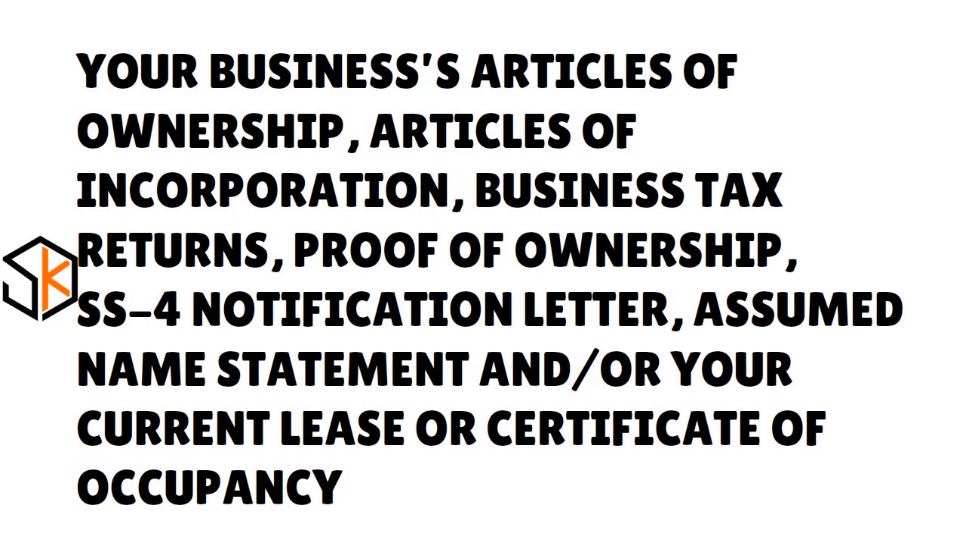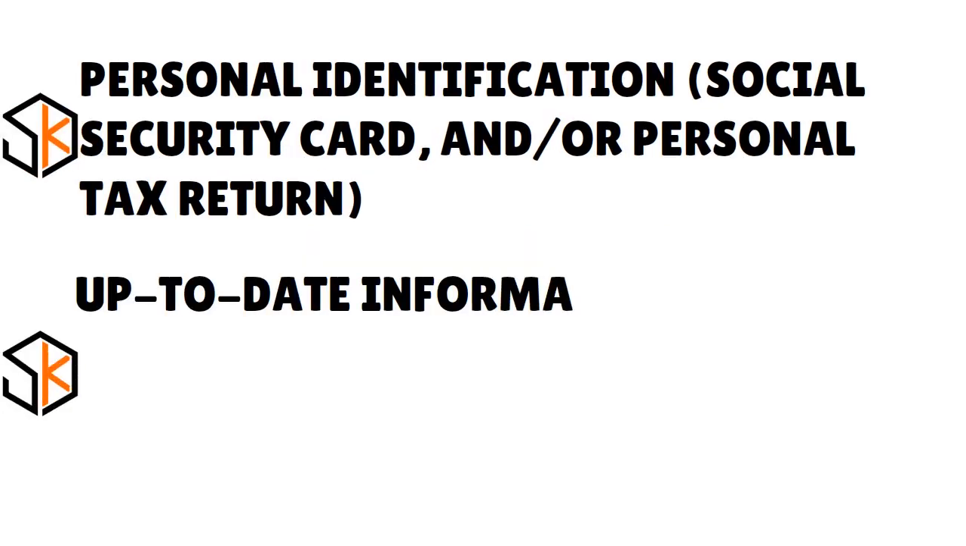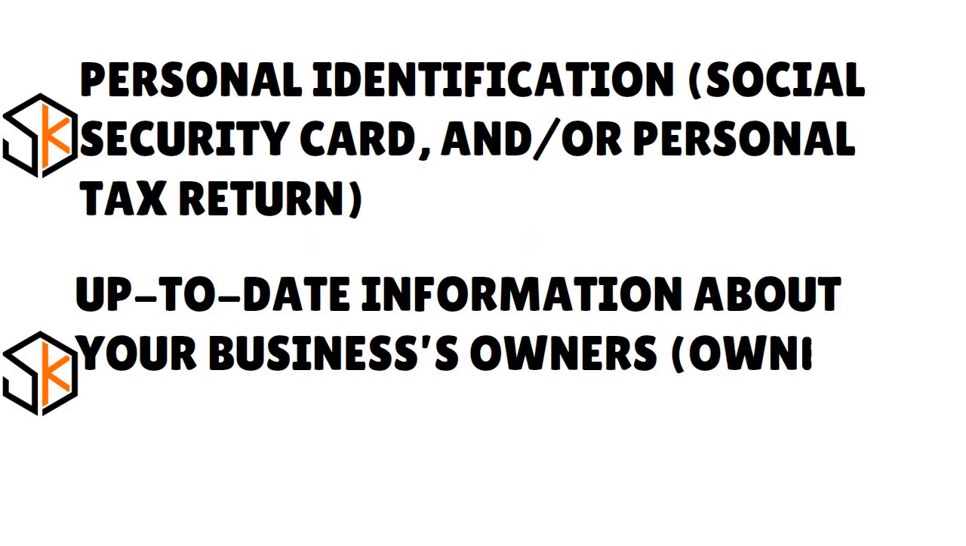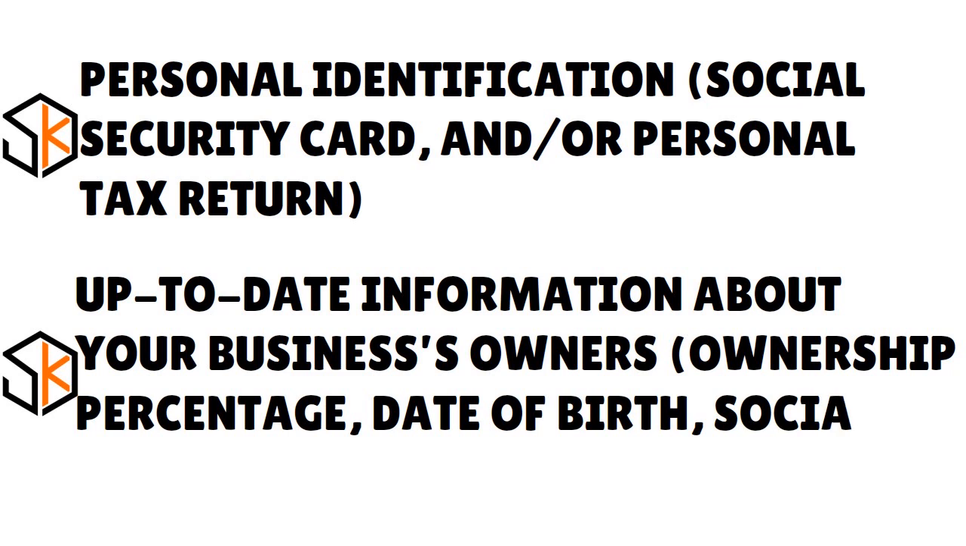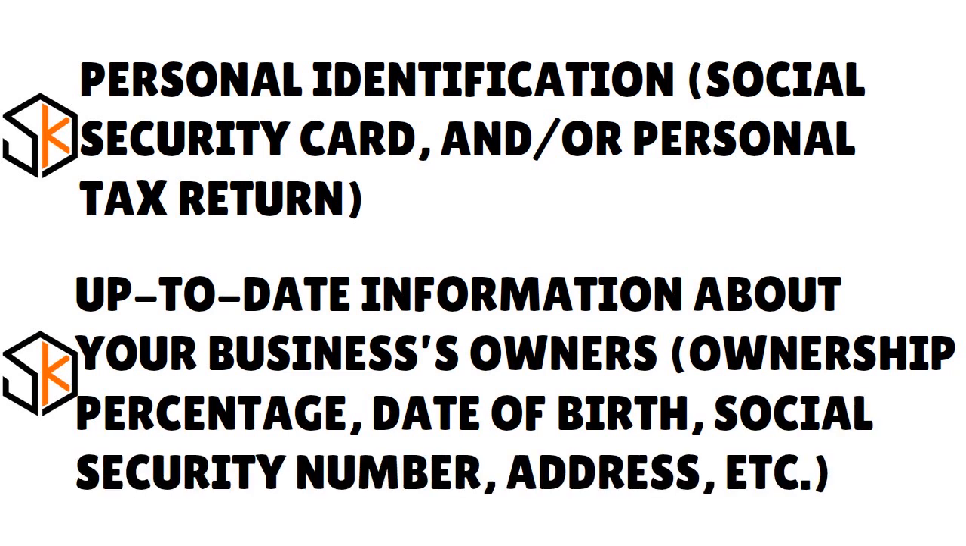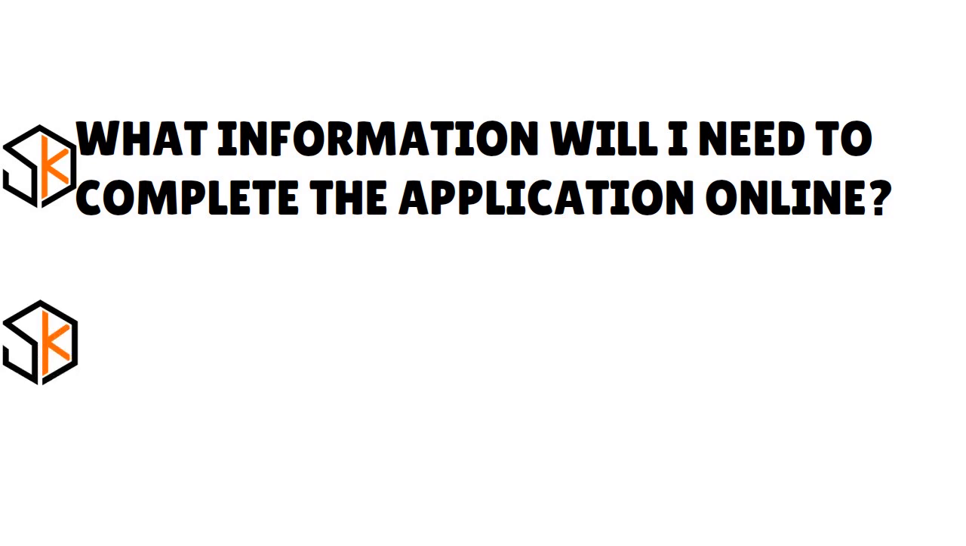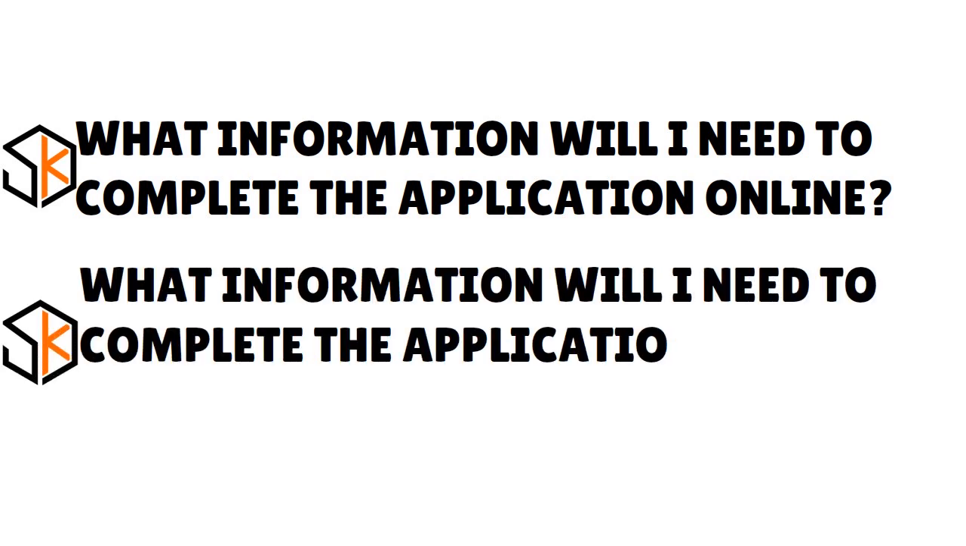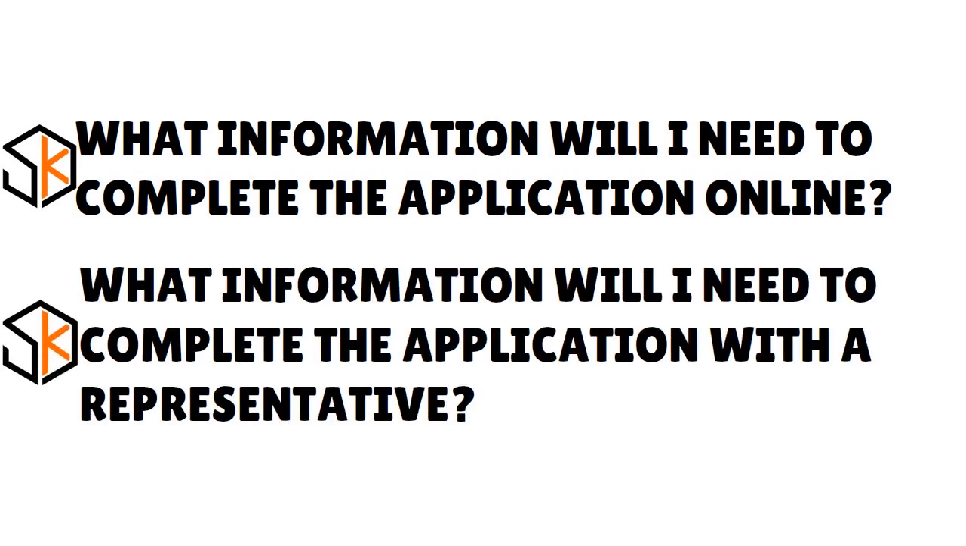So you have a pretty straightforward process. And you also want to have up-to-date information about your business's owners. So we are speaking about your ownership, the ownership percentage, date of birth, social security number, address, etc. Now, what information would you need to complete the application with the rep? If you were to go to a brick and mortar branch, what would you need?